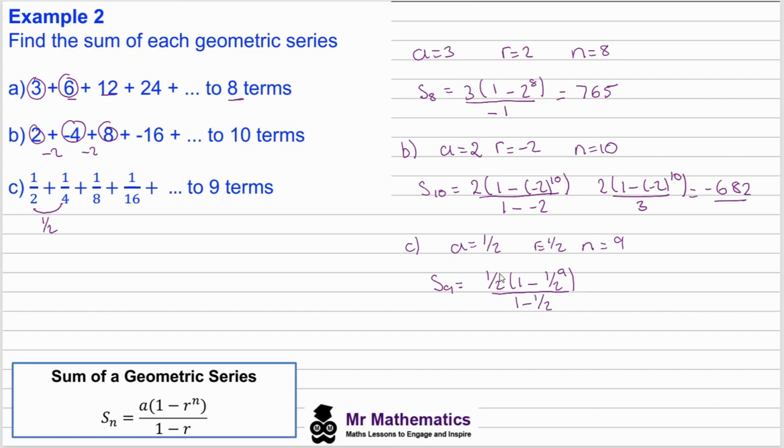And we can simplify this because this half will cancel with this half. So we've got 1 minus 1/2 to the 9. And this gives us 511 over 512 exactly. Okay? So in example 3, we're going to look at using this formula to find the number of terms in the series when we know its sum.